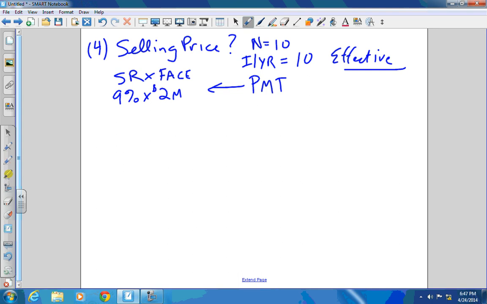And so that's going to be $180,000. Remember, this is a cash outflow, so on the financial calculator, we'll make it a negative. And then remember, the future value is how much we have to pay at the very end. And that's the face value, $2 million. And it's an outflow, and so what we're going to do is make it negative.